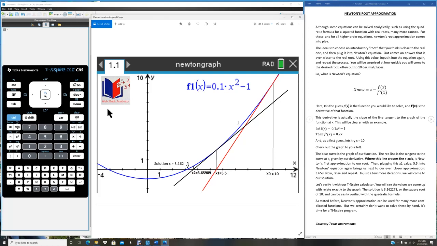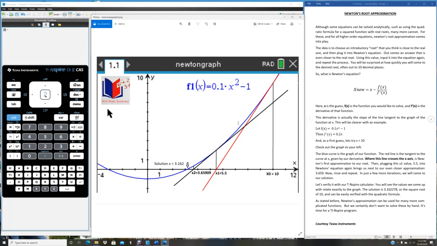The idea is to choose an introductory root that you think is close to the real one and then plug it into Newton's equation. Out comes an answer that is even closer to the real root. Using this value, input it into the equation again and repeat the process. You will be surprised at how quickly you will come to the desired root, often out to 10 decimal places.